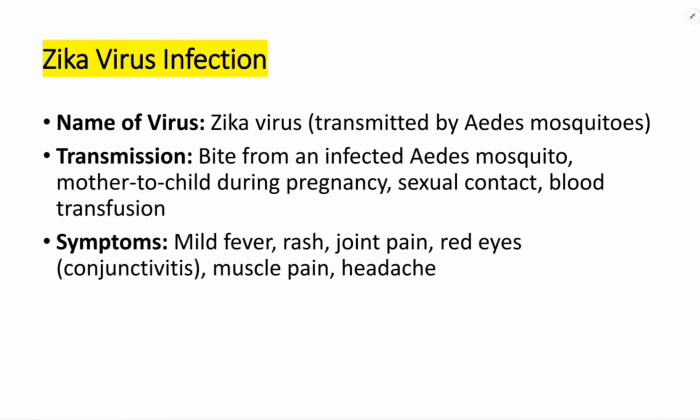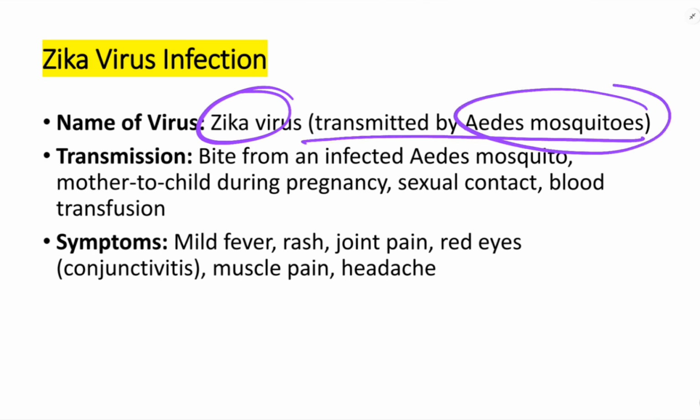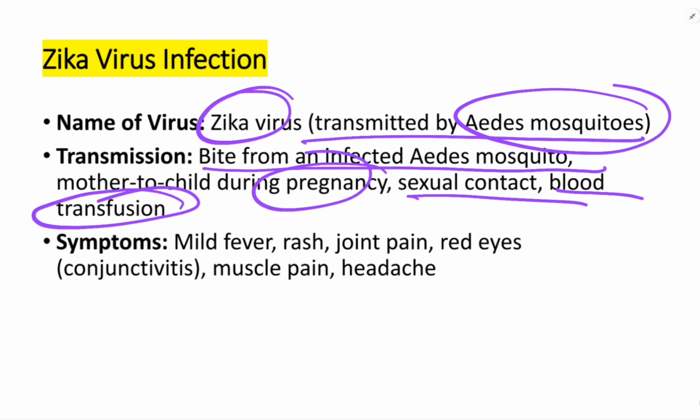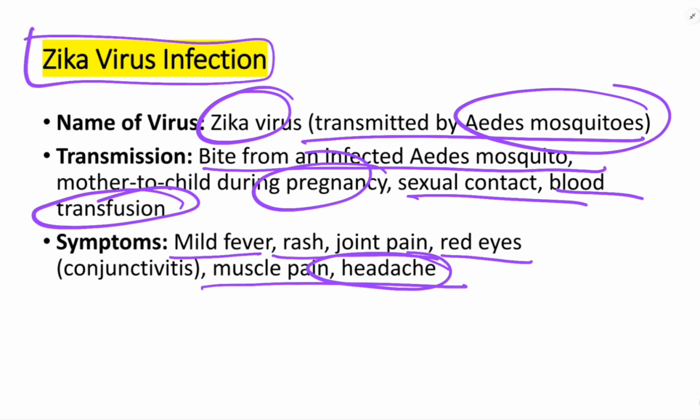Next one, Zika virus infection. It is caused by the Zika virus and transmitted by Aedes mosquitoes. It is transmitted through the bite of an infected Aedes mosquito, from mother to child during pregnancy, through sexual contact, and through blood transfusion. And the symptoms are mild fever, rash, joint pain, red eyes, muscle pain and headache. These are the symptoms of Zika virus infection.